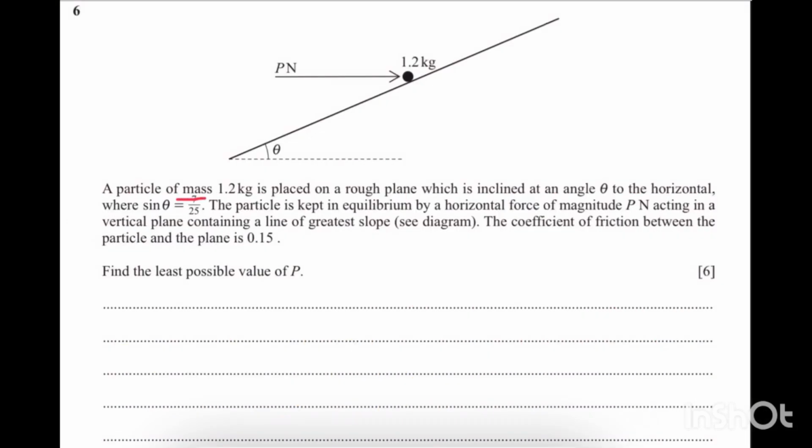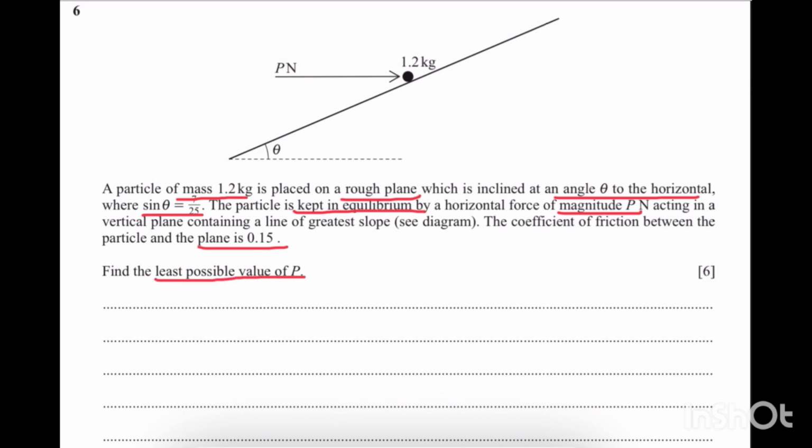A particle of mass 1.2 kg is placed on a rough plane which is inclined at an angle theta to the horizontal, where sine theta is equal to 7/25. The particle is kept in equilibrium by a horizontal force of P newtons acting in a vertical plane containing a line of greatest slope. The coefficient of friction between the particle and the plane is 0.15. Find the least possible value of P.